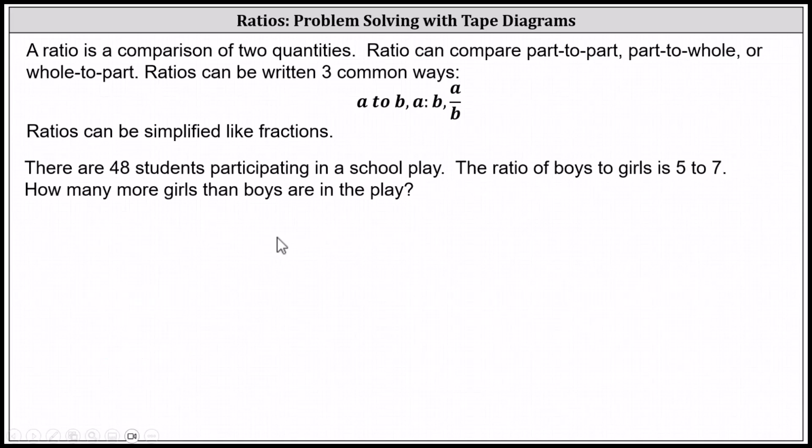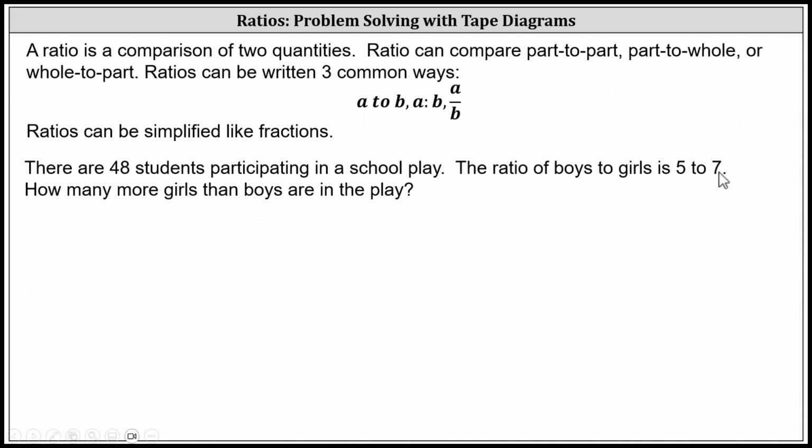There are 48 students participating in a school play. The ratio of boys to girls is 5 to 7. How many more girls than boys are in the play? So again, looking at the ratio of 5 to 7, 5 represents the quantity of boys in the play. The 7 represents the quantity of girls in the play.